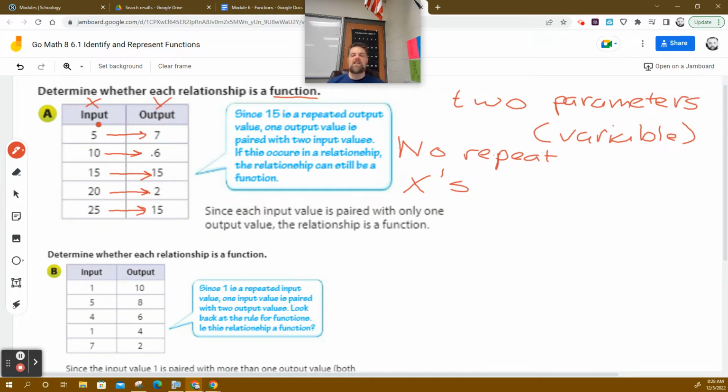Don't get distracted. So, are there any repeating x's? No. So, what is this? Yes, this is a function. Okay, this is a function for sure.